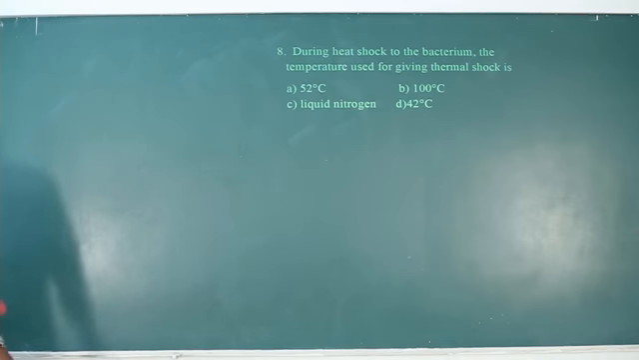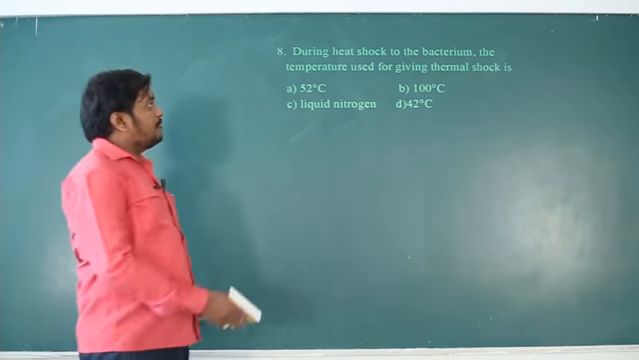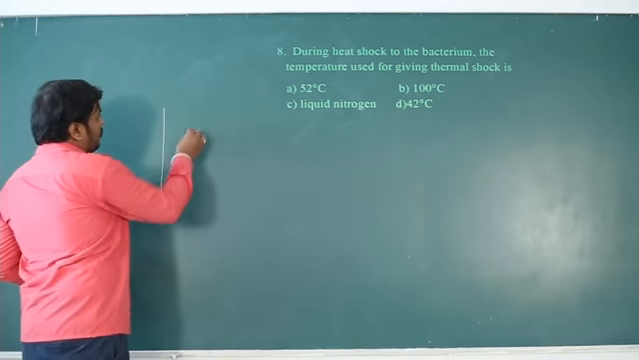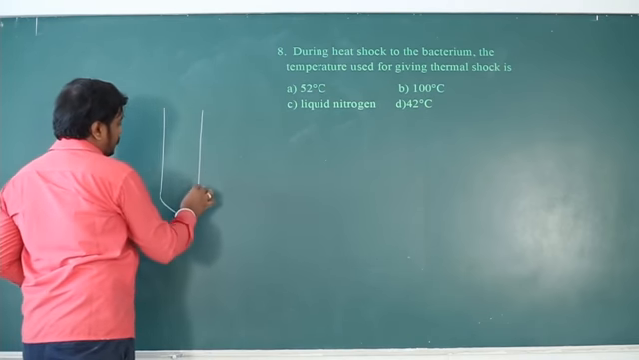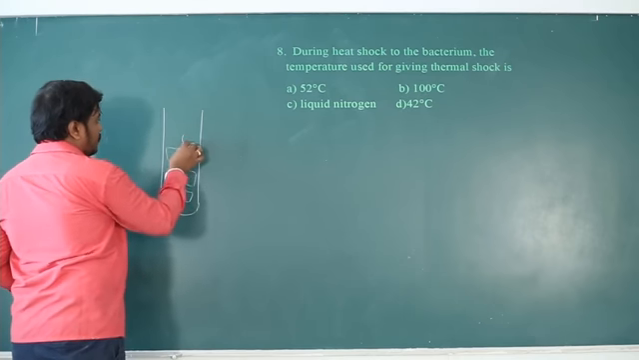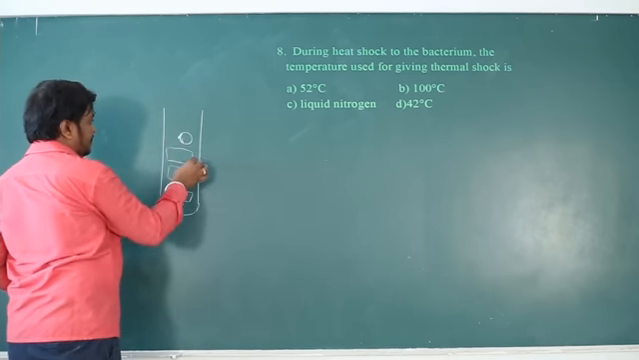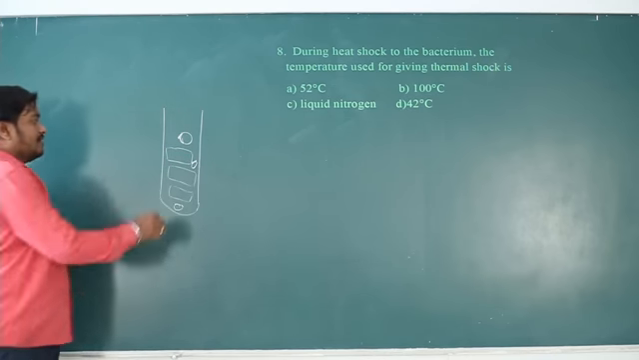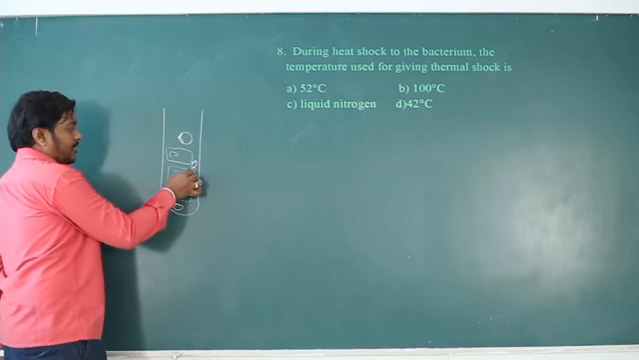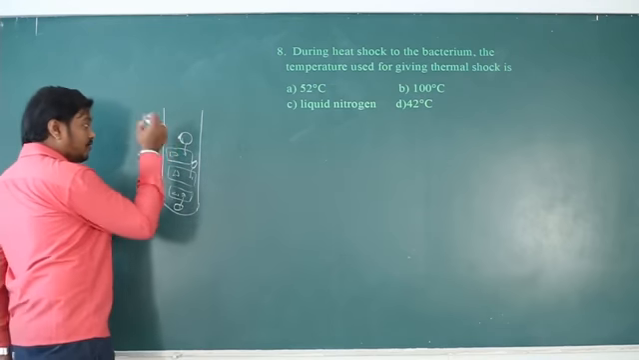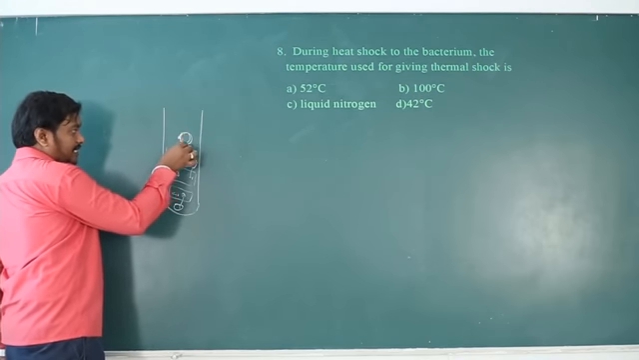Okay, next question: during a heat shock to the bacterium, what is the temperature used for giving the thermal shock? So many bacteria were there, and at the same time many recombinant plasmids. If you mix these within a test tube and ask the bacteria to take up the plasmid, the bacteria are unable to take it up. So we need to forcibly move this plasmid into the bacterial cell.